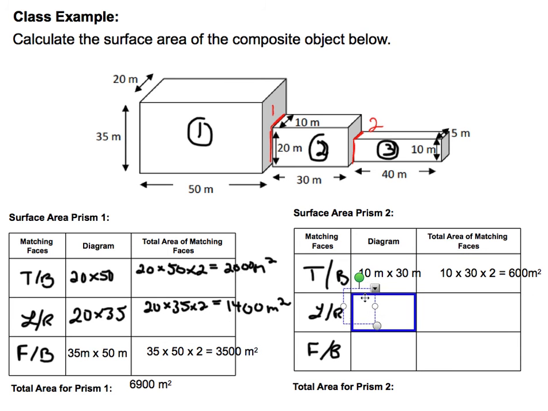Okay. So now we have left and right. So my left for Prism 2 is 10 by 20. So 10 meters by 20 meters. So now your area would be 10 times 20, and again we have to times it by 2. So we have 10 times 20 is 200, so 400 meters squared. Okay, so far so good.